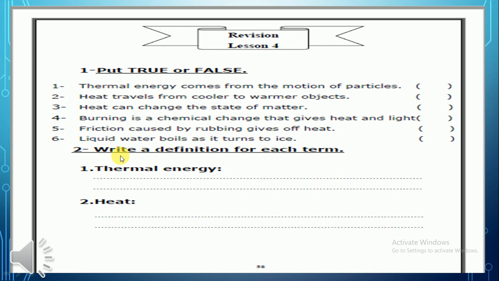Now we need to write a definition for each term. Number 1. Thermal energy. What do you think? Thermal energy is the total energy of the moving particles inside the matter. Good job. Number 2. Heat. Can you tell me? What is the meaning of heat? Heat is the transfer of energy from one place to another.